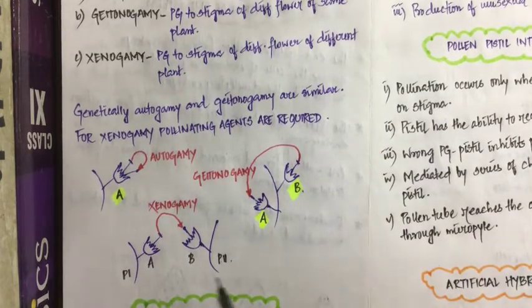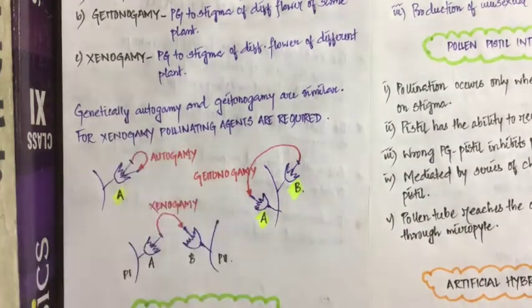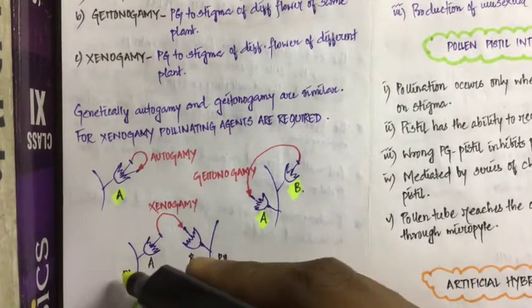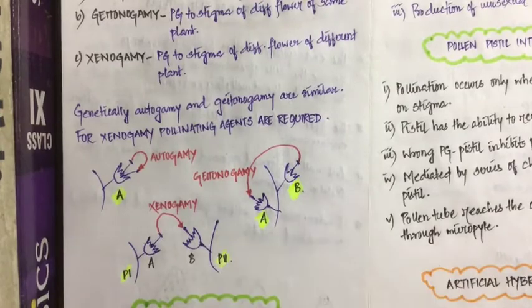The final one is xenogamy. As you can see here also, xenogamy. Xenogamy is what? Here you can see we have two different plants, plant A or plant 1 and plant 2.